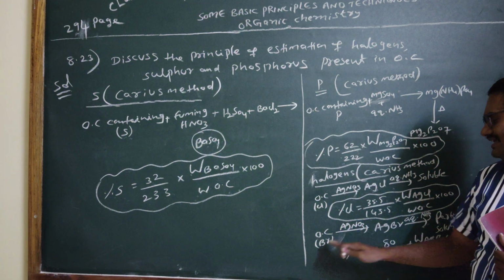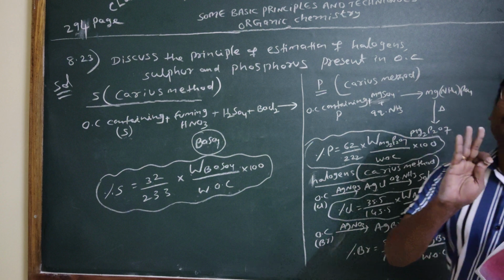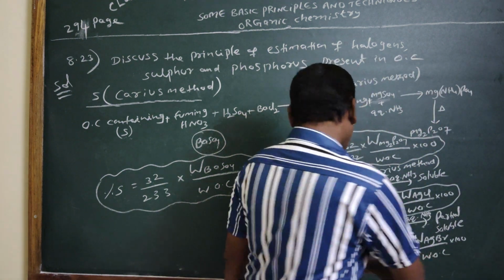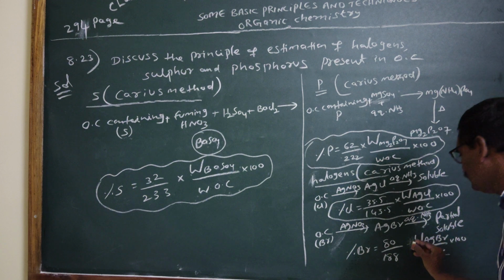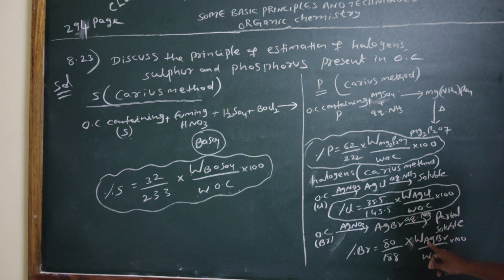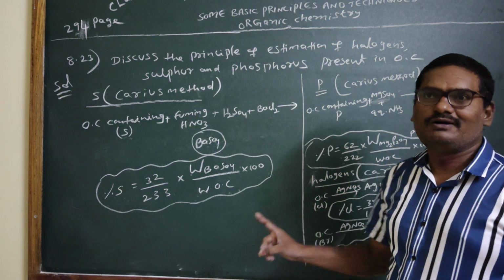Last one, organic compound containing bromine. By adding AgNO3, the bromine is converted into AgBr. Then adding aqueous ammonia, it is partially soluble. Then percentage of bromine is equal to 80 by 188 into weight of AgBr by WOC into 100. It is the formula. 80 means bromine weight, silver 108, so totally 188. WOC means weight of organic compound.